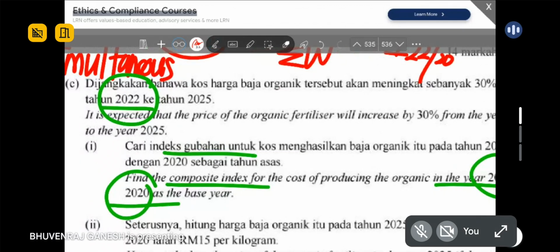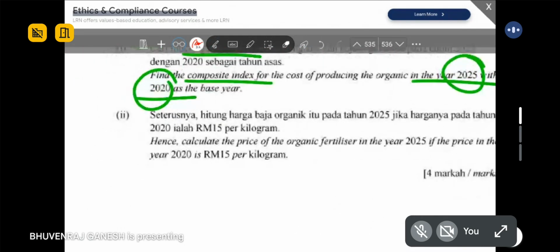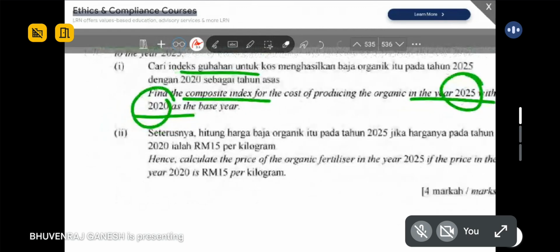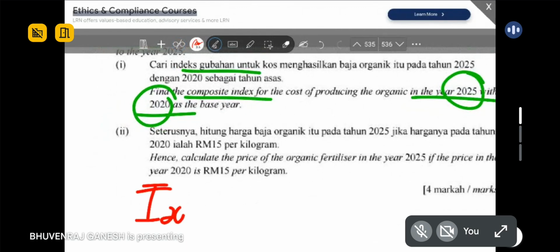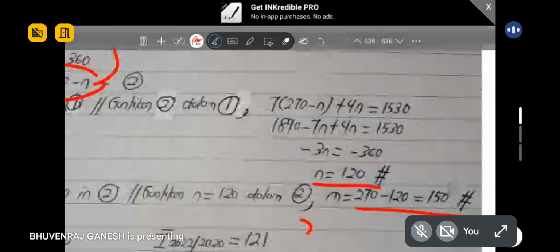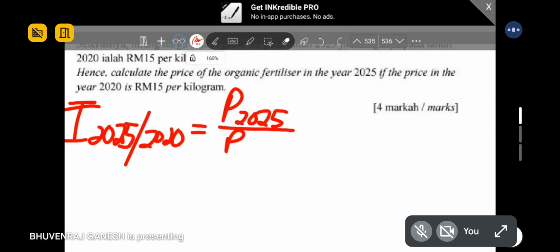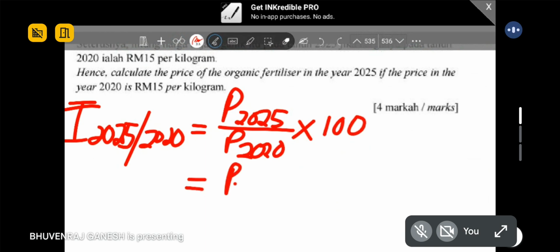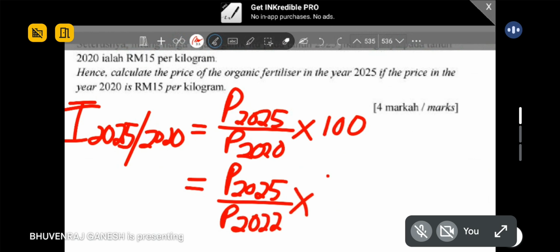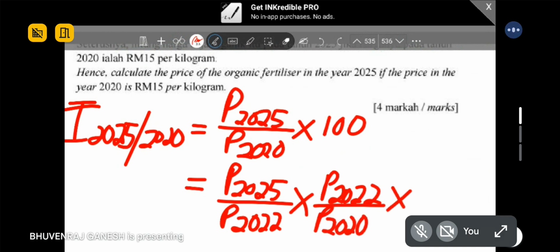Okay. So 3 years, chain rule, petua rantai. So you have to form the chain rule, guys. So now you want to find 2025 based on 2020, right? So what is the chain rule you can think of? Your idea is you must get P 2025 over P 2020 times 100. So how do you get this? The concept is you're going to take P 2025 over P 2022 times P 2022 over P 2020 times 100.